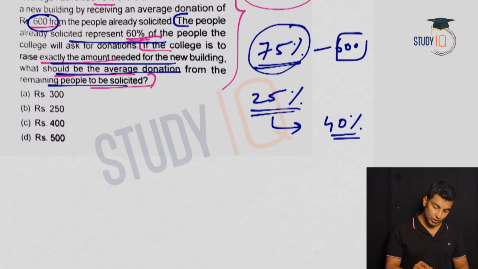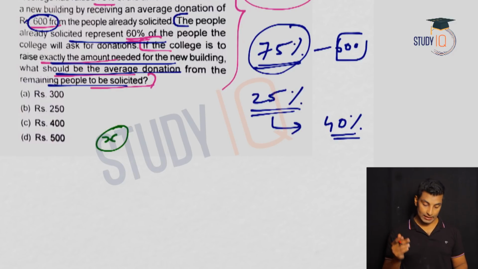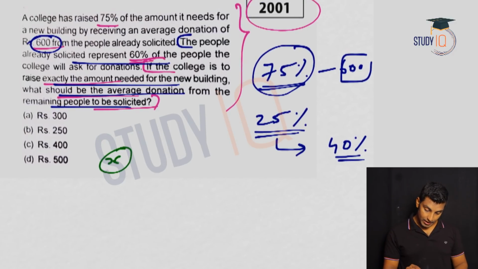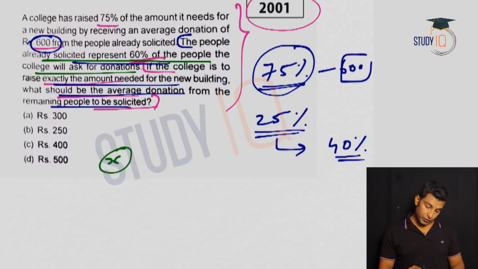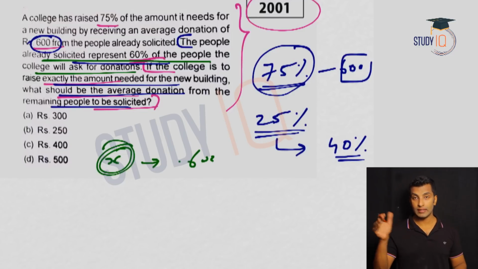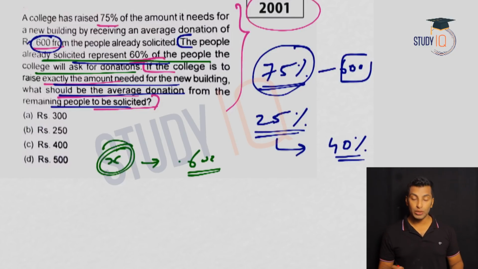So see, one way you can do it is to assume X is the number of people from whom the college is going to ask. It is given here that the people already solicited represent 60% of the people the college will ask for donation. So if the total number is X, the people already solicited are 0.6x, so 0.4x is left out. Okay, that 0.4x will pay how much on average is what they're asking. So this is 0.6x people already solicited.